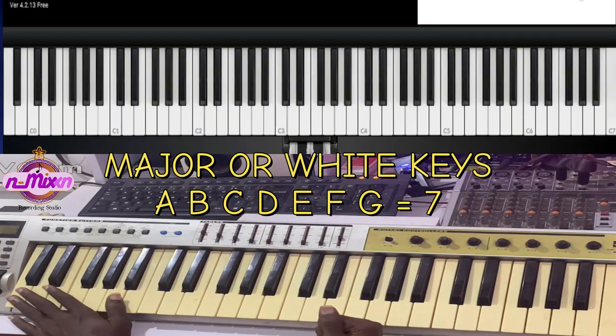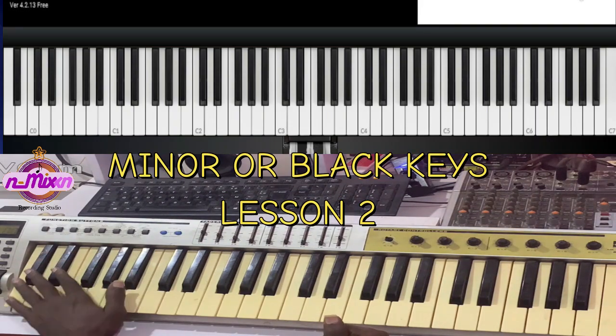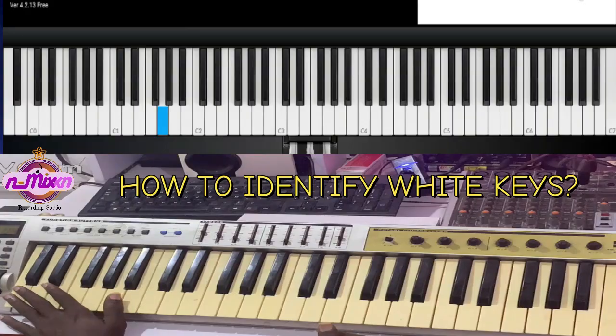These are their names. A, B, C, D, up to what? G. For the black keys, we'll learn the names in our next lesson. But today we are going to focus on the white keys. These ones. The 7 of them. Alright, so this is how we go about it.